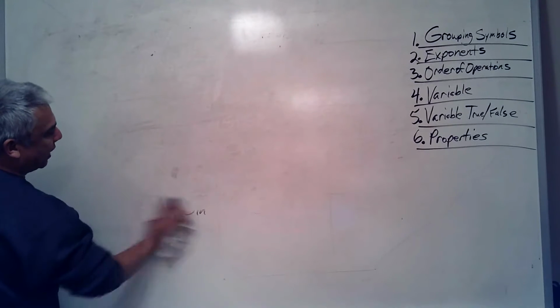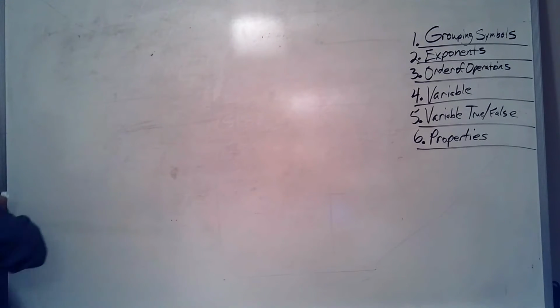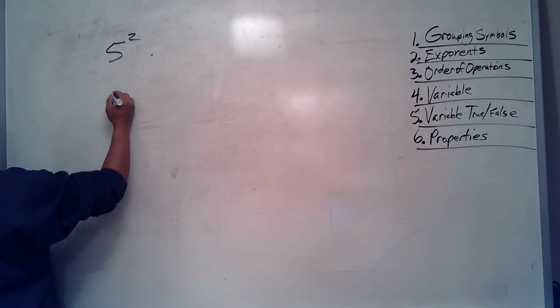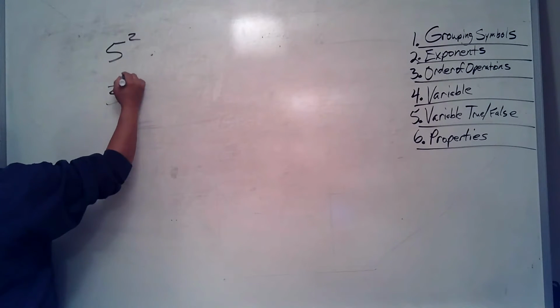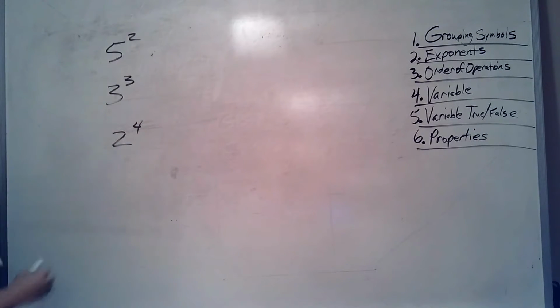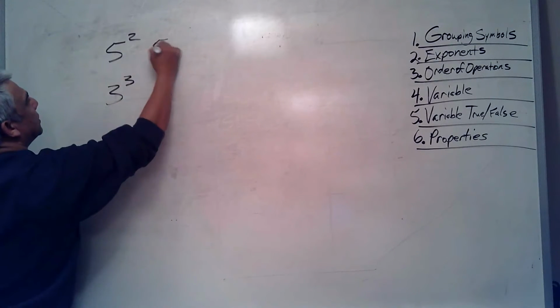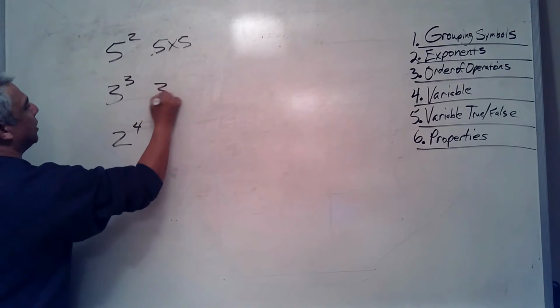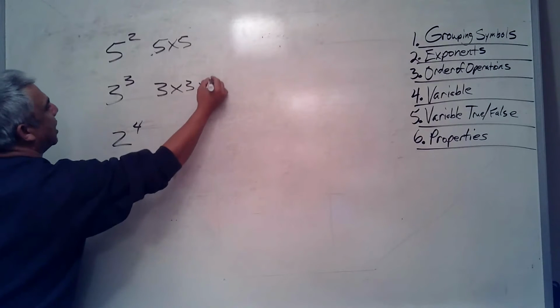And the next level that we're talking about is if I have 5 to the itty bitty 2, if I have 3 to the itty bitty 3, if I have 2 to the itty bitty 4. Okay, what is this telling me to do? This is telling me, hey man, let's go 5 times 5. What's this telling me to do? 3 times 3 times 3.